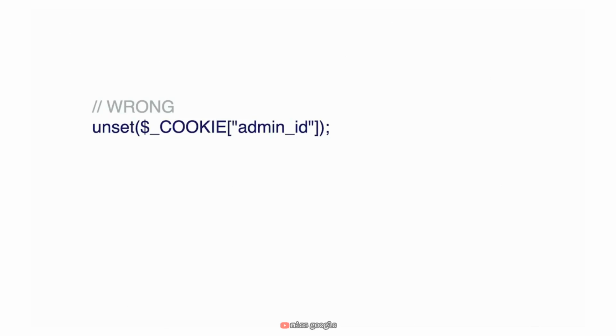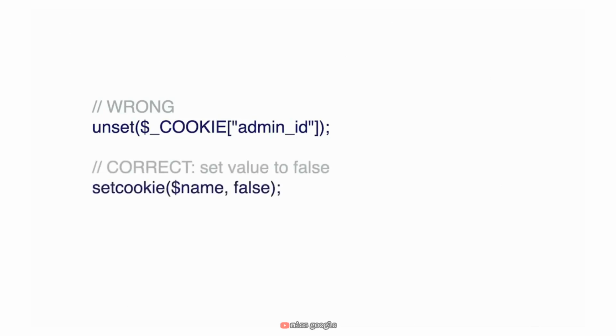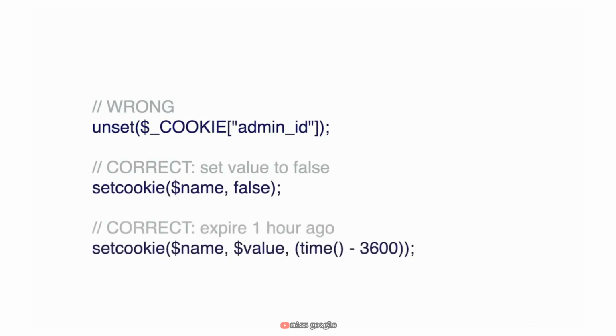Instead, we need to actually communicate to the browser that it should delete that cookie. And there's two ways that we can do this in PHP. The first is we can set the value of the cookie to false. The second is that we can set the expiration time to some time in the past. And that will tell the browser, hey, this cookie's no good anymore, it's expired, therefore we should delete it. Now, what actually happens behind the scenes when you set it to false is PHP is actually setting the expiration to 1 year in the past. So they both do the same thing.